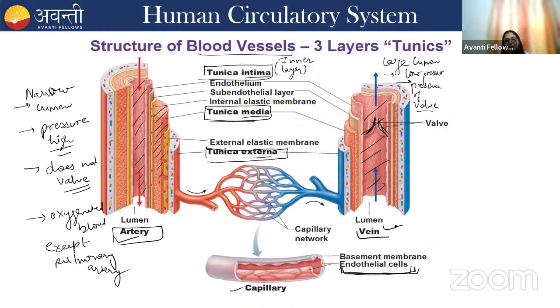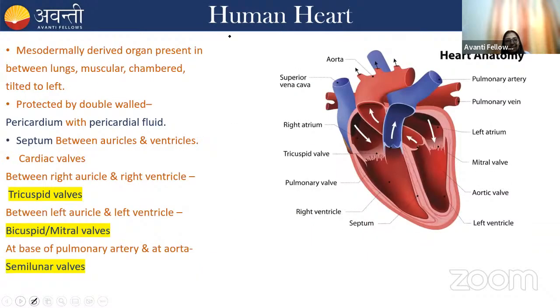Veins carry the blood towards the heart, and all the veins carry deoxygenated blood except the pulmonary vein, which carries the oxygenated blood. Remember this. Moving next is the heart, which is very important, okay?